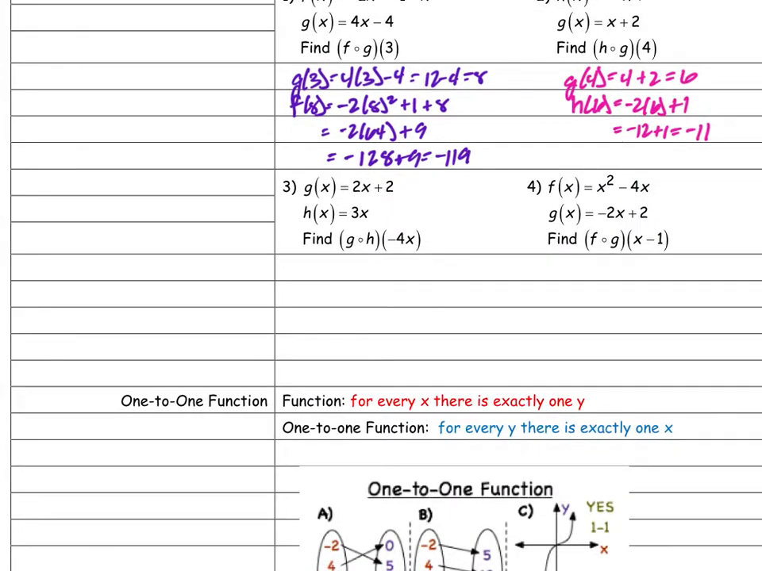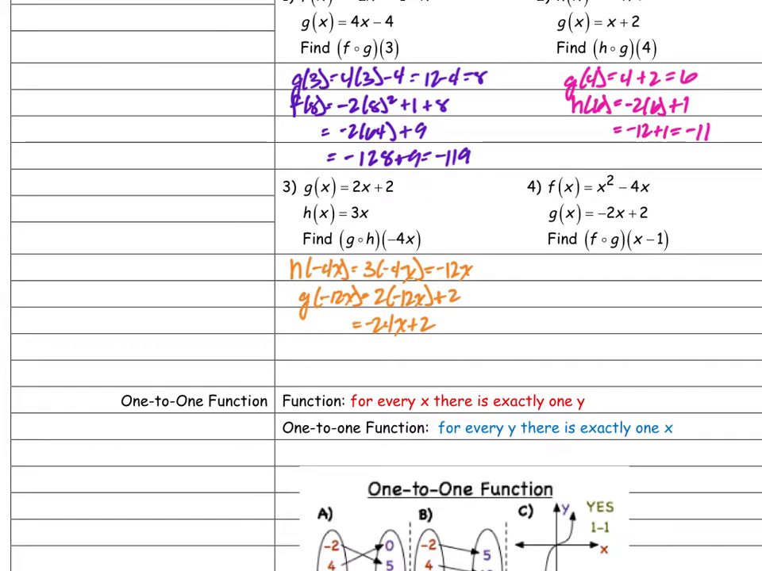the 3, let's see, h of negative 4x is going to be 3 times negative 4x, which is negative 12x. And then I'm going to find g of negative 12x, which is going to be 2 times negative 12x plus 2. So that's negative 24x plus 2.